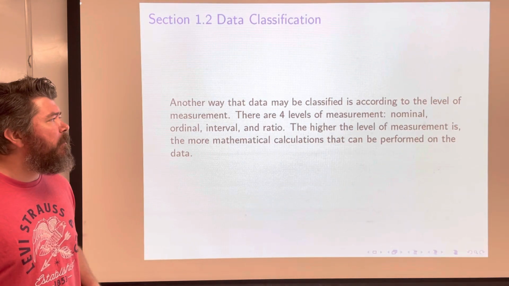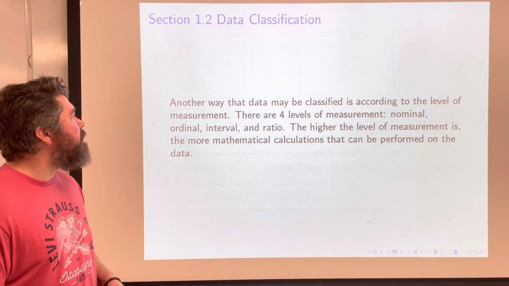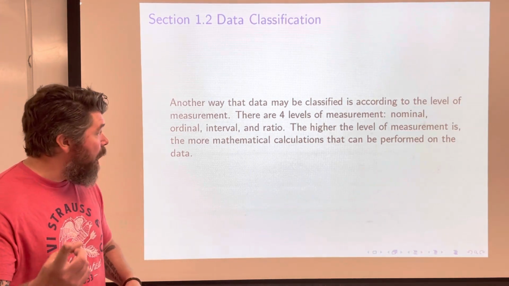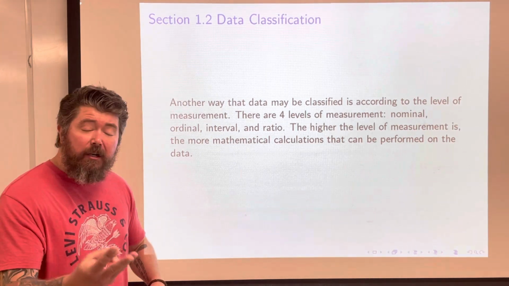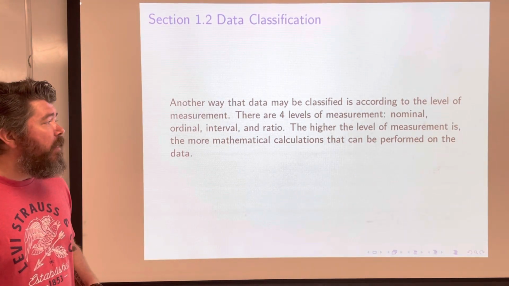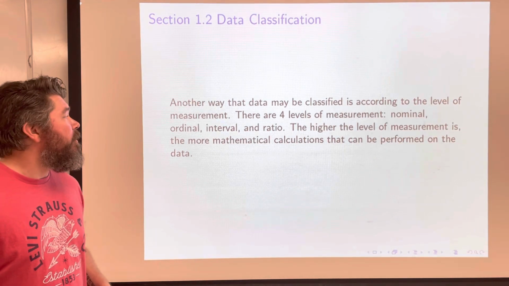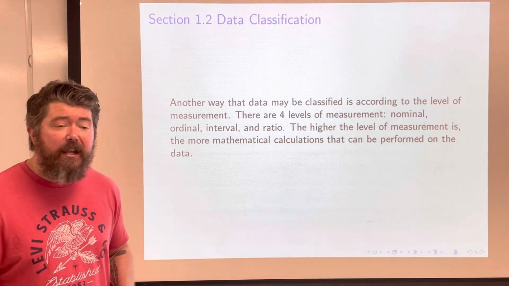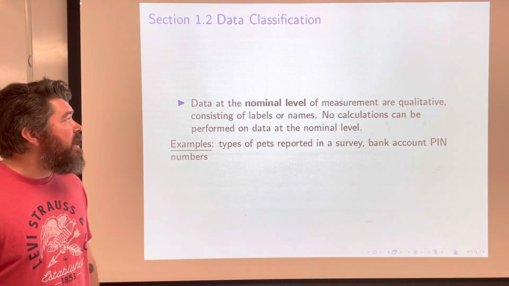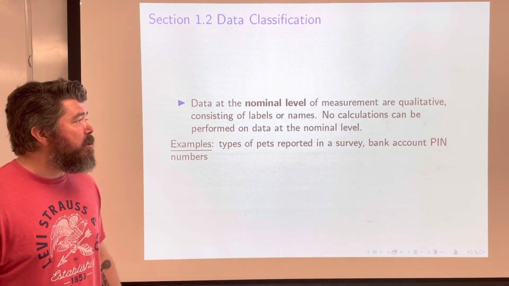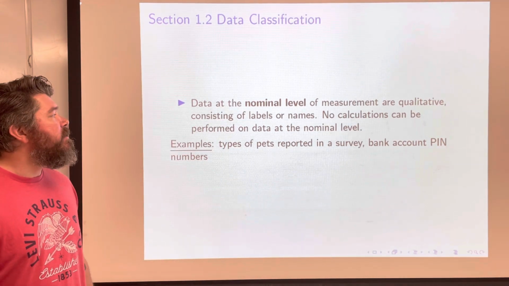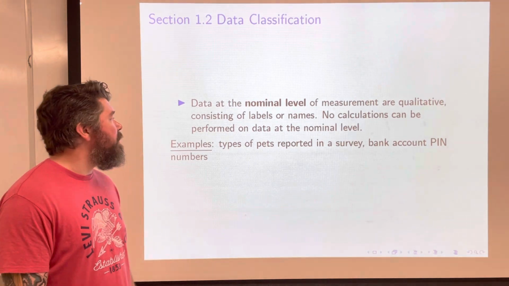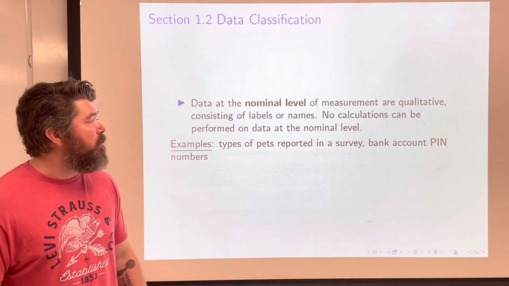Another way that data may be classified is according to the level of measurement. There are 4 levels of measurement: nominal, ordinal, interval, and ratio. The higher the level of measurement, the more mathematical calculations that can be performed on the data. Data at the nominal level of measurement are qualitative, consisting of labels or names. No calculations can be performed on data at the nominal level.